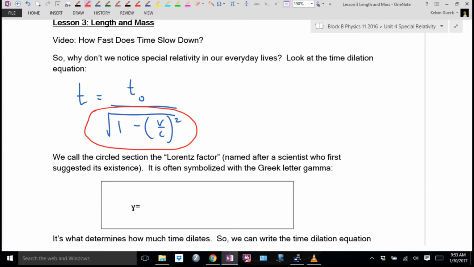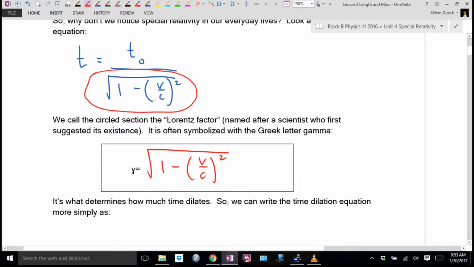It's often symbolized with the Greek letter gamma. By the way, the Greek letter gamma looks like a fish doing a headstand, okay? You'll see it written as the square root of 1 minus v over c all squared. We call this the gamma function, the Lorentz factor. This is what determines, Ira, just how much time dilates. It's what's doing the dilating.